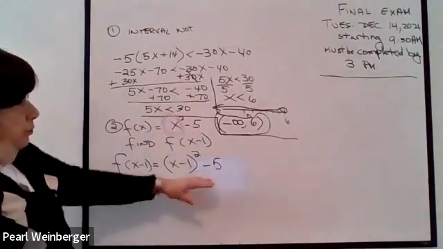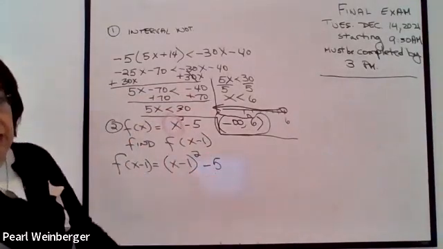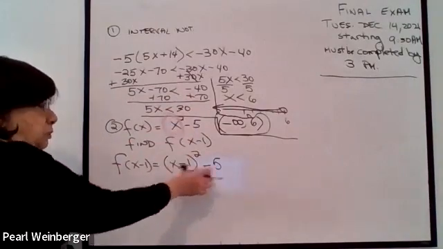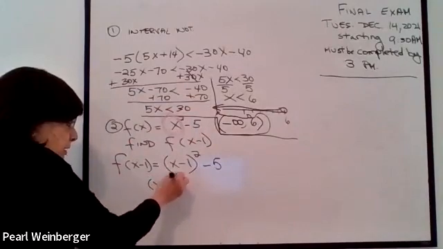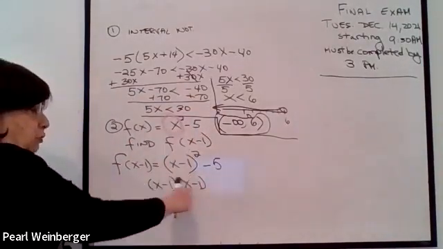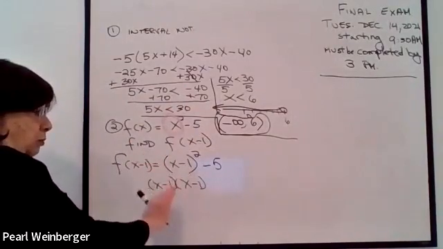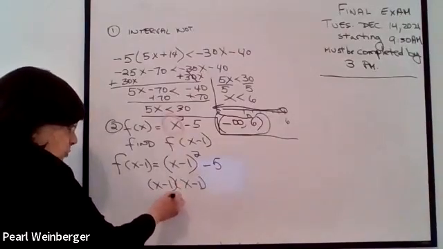Now, there's nothing wrong with leaving an answer like this, but I said to simplify it, which means we have to get rid of the parentheses. We first have to do x minus 1 times x minus 1. In other words, squaring means using FOIL. Don't forget, when you square a binomial, you use FOIL. So x times x is x squared.